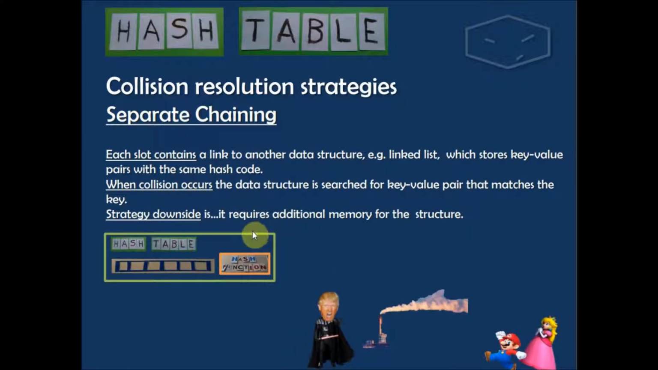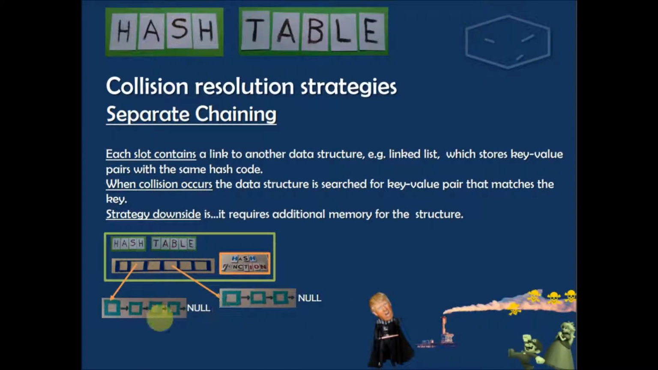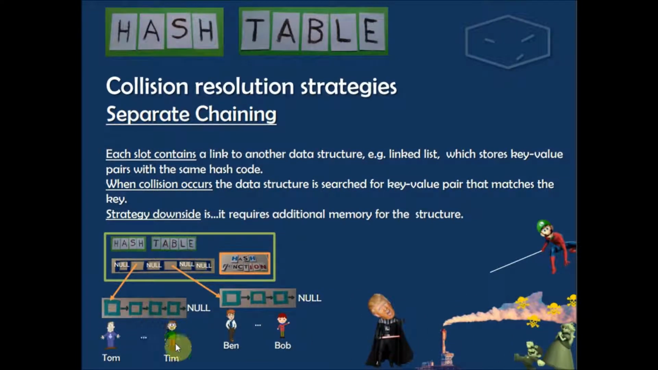Let's see this visually. We have a hash table, we have linked lists, and we have people. Tom and Tim generate the same hash code, so they go to this linked list. Ben and Bob generate the same hash code, and they go to this second linked list, okay?